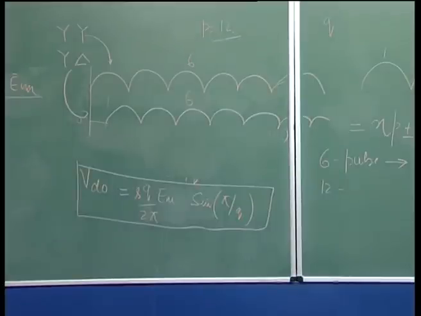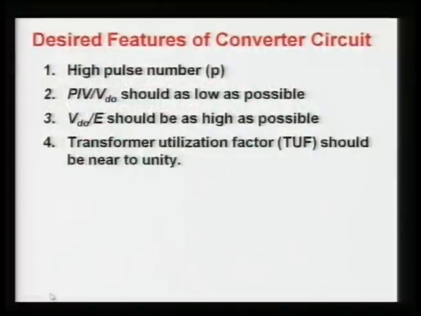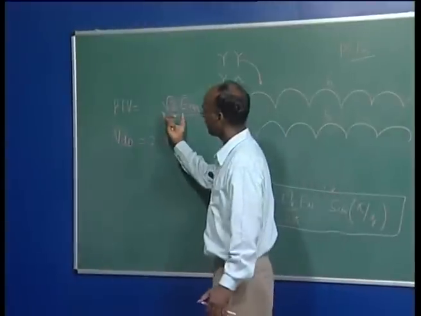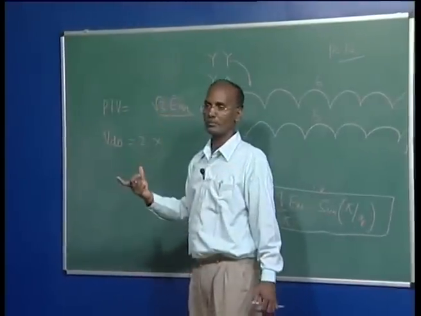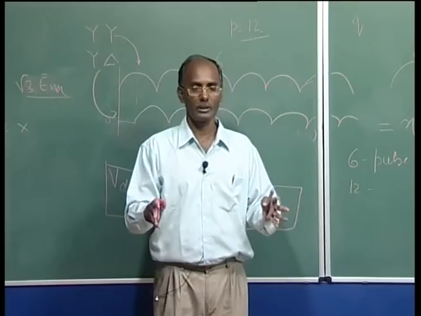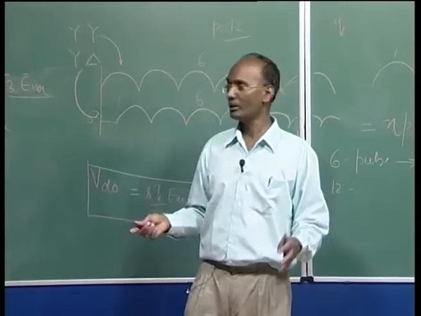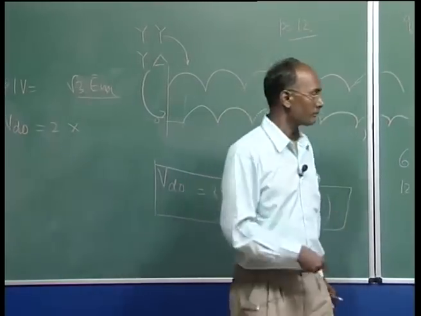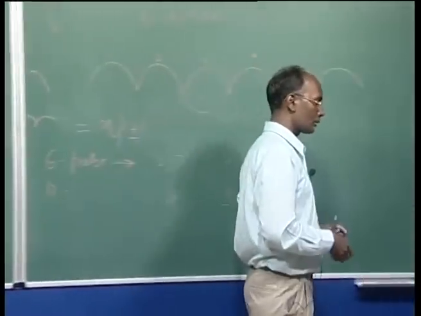Another requirement is that the peak inverse voltage should be as low as possible. The reason is obvious: if the peak inverse voltage is less, we get a less costly valve. This directly decides the cost of the converter, because the converter consists of valves. If you go for a large peak inverse voltage, the cost of the whole circuit is going to be more.